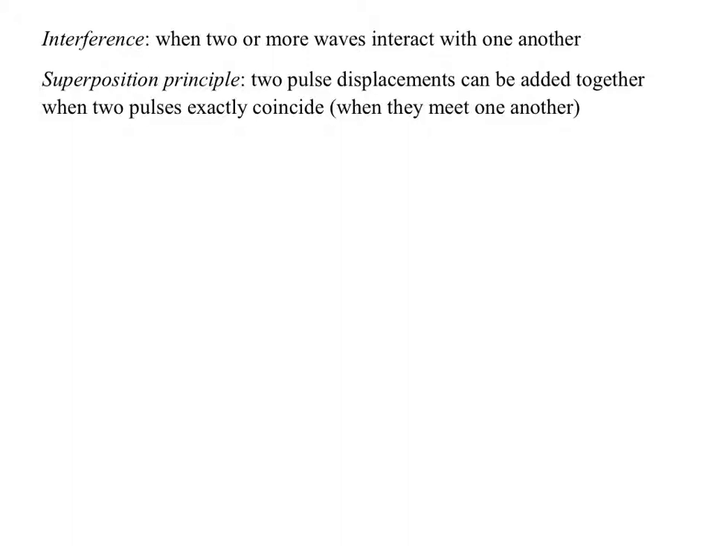Now, superposition tells us that if we have two pulses, their amplitudes or displacements can be added together when they coincide or meet with one another. So that was what Ian was just mentioning. If two little wakes from the water came together like this, you would see it rise up and then come back down. You'd see that sum of the two waves. And that's what we're seeing with superposition here.